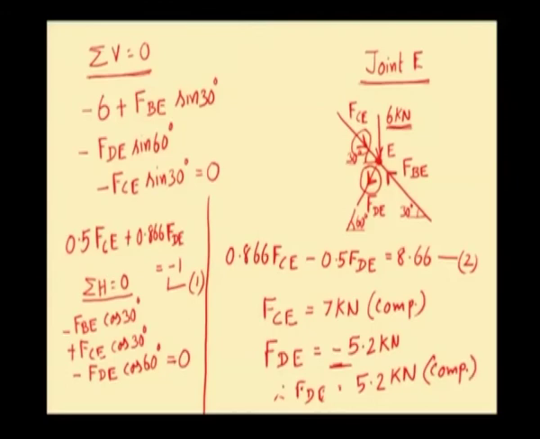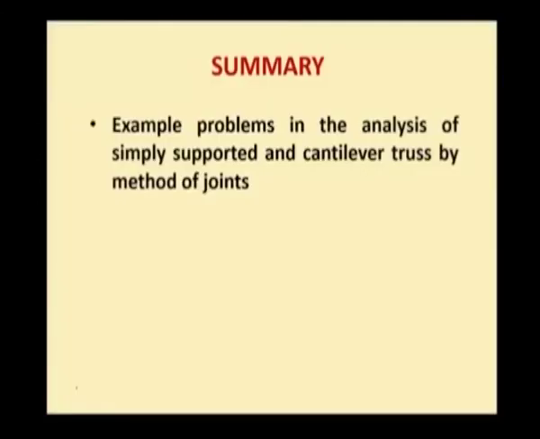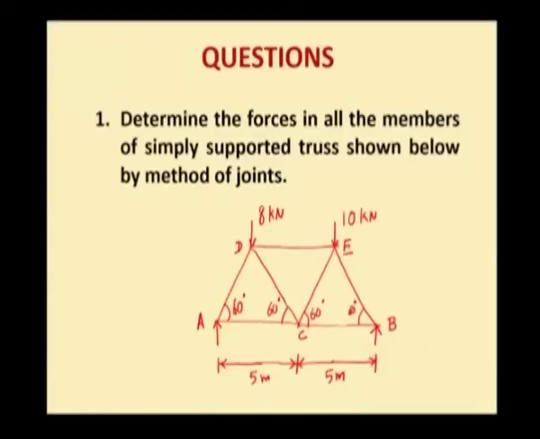Now, in this way we have determined the required unknown member forces by method of joints. To summarize, we have seen an example problem in the analysis of a simply supported truss by method of joints. Now, students can try out these questions. Determine the forces in all the members of the simply supported truss shown below by method of joints. Totally there are 7 members in this truss. You are asked to determine forces in all the 7 unknown members. With this, we have come to the conclusion of this lecture.